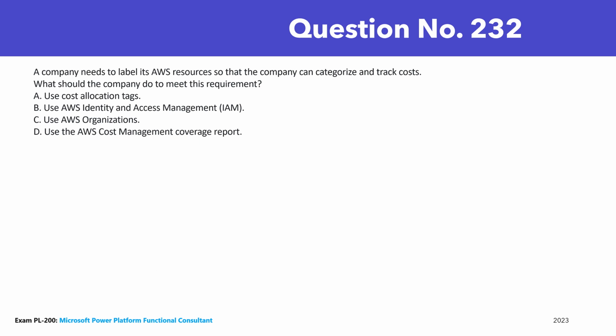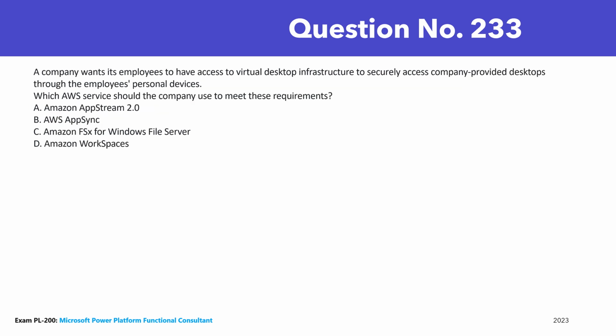A company needs to label its AWS resources so that the company can categorize and track costs. What should the company do to meet this requirement? A. Use cost allocation tags. B. Use AWS Identity and Access Management, IAM. C. Use AWS Organizations. D. Use the AWS Cost Management Coverage Report. Correct answer, A.